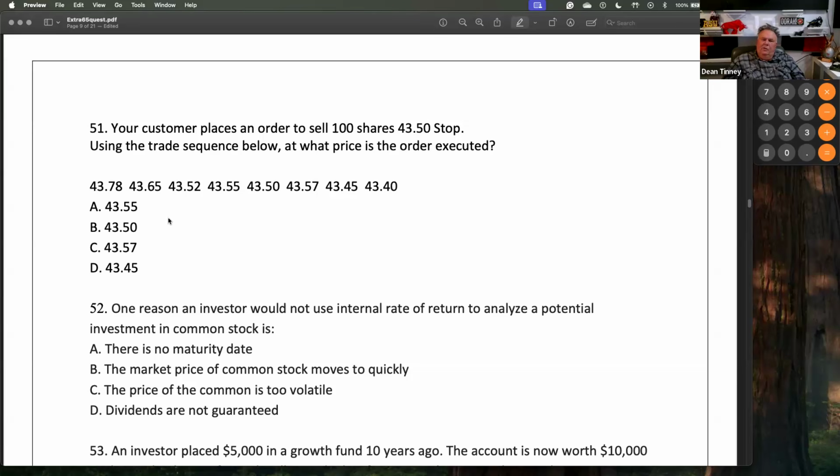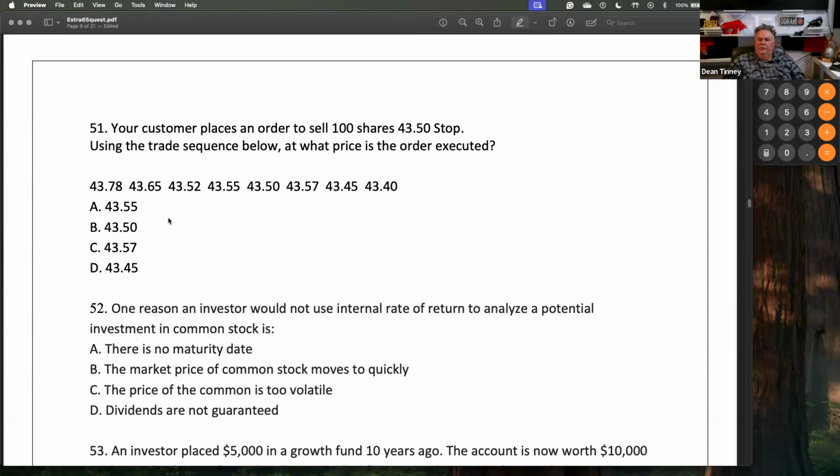We're watching the tape go by, CNBC. And please note, we placed our sell stop below the market, is what we have to do. Does anything happen at 43.78? No. Anything happen at 43.65? No. Anything happen at 43.55? No. 43.50. Ding, ding, ding, ding. It's now a live market order.